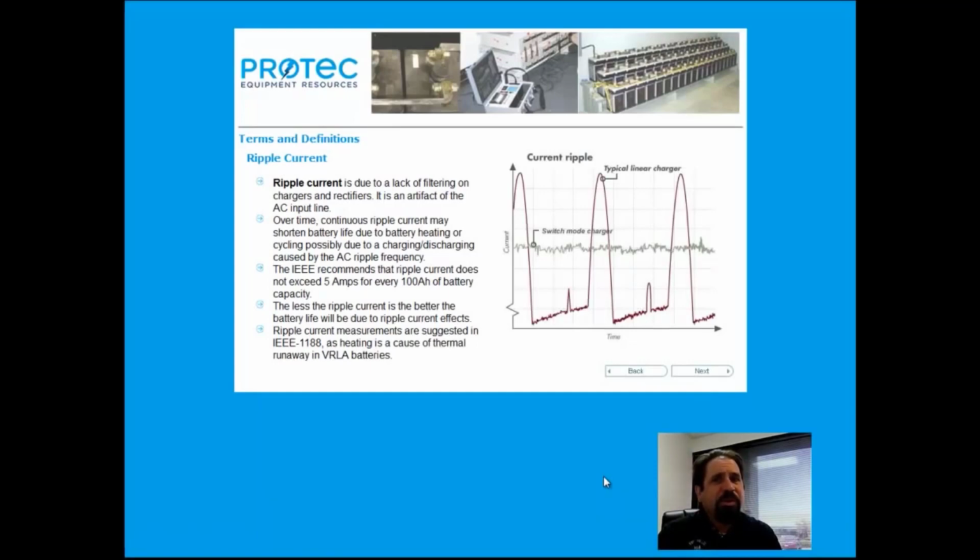Ripple current. Ripple current is due to a lack of filtering on chargers and rectifiers. It is an artifact of the AC input line voltage. Over time, continuous ripple current may shorten battery life due to battery heating or cycling due to a charge-discharge caused by the AC frequency. The IEEE recommends that ripple current does not exceed 5 amps for every 100 ampere hours of battery capacity. The less the ripple current is, the better the battery life will be due to the ripple current effects. Now, since heating is a cause of thermal runaway in valve-regulated lead-acid or sealed cells, the IEEE 1188 document recommends and calls out the usage of ripple current measurements.